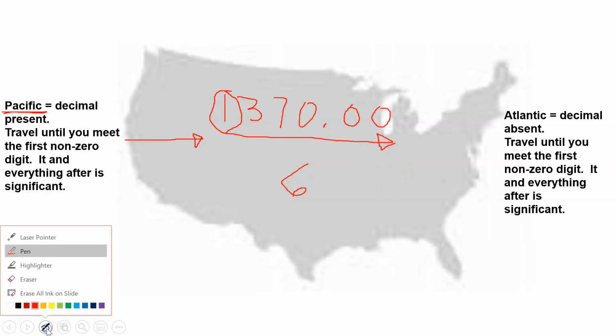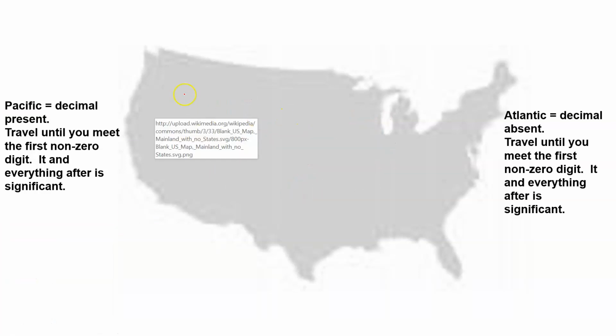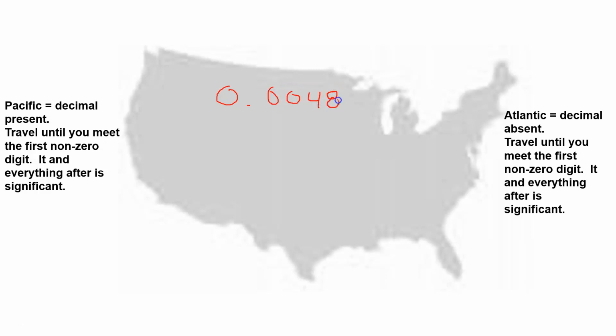Let's do one more using our cheat sheet way, because a lot of students find this helpful. Let's say we have the number 0.0048. Our decimal point is still present, so we start on our Pacific side, and we count moving towards the middle of the country until we hit that first non-zero number. So we ignore all of those zeros at the beginning and just count from there, meaning this number has 2 significant figures. And that's how the Atlantic Pacific method works.